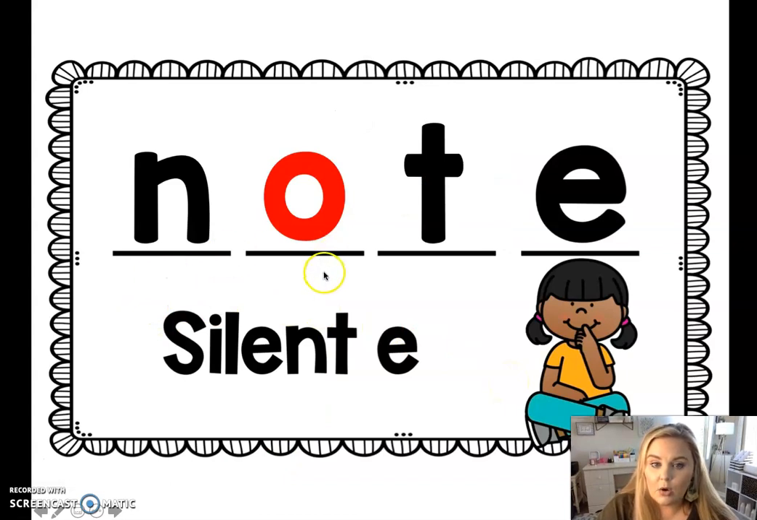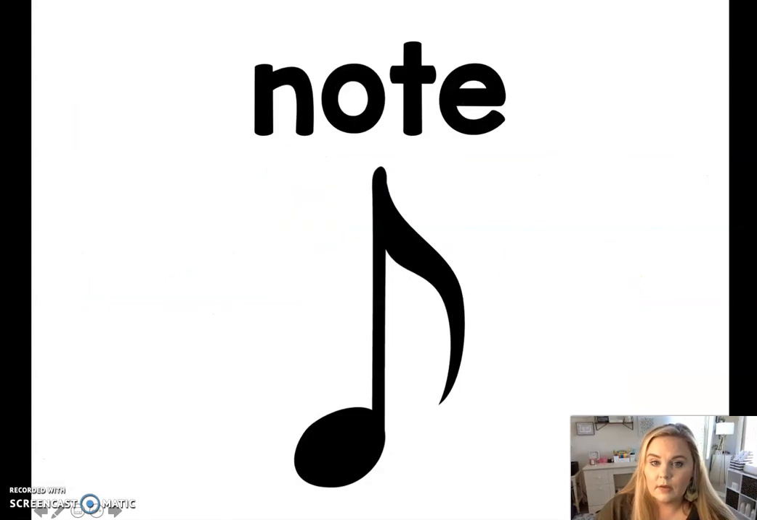N, O, T, note. This is a music note. So it can be like a note like you're writing a note, or this picture shows us a note in music. So if you are a musician, you can read music notes to help you learn to play instruments.